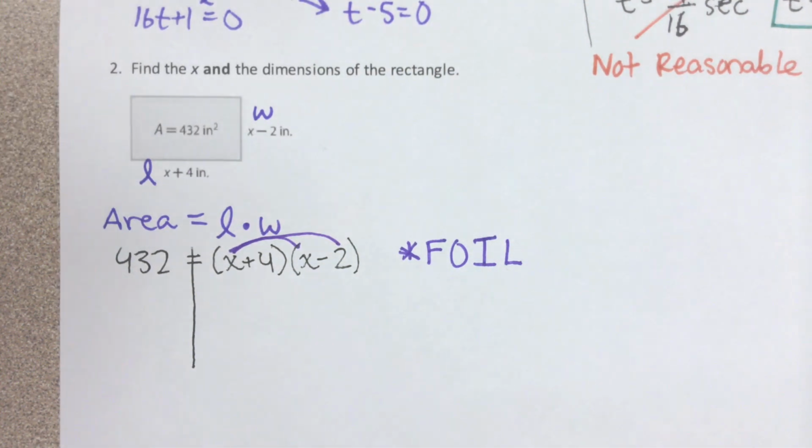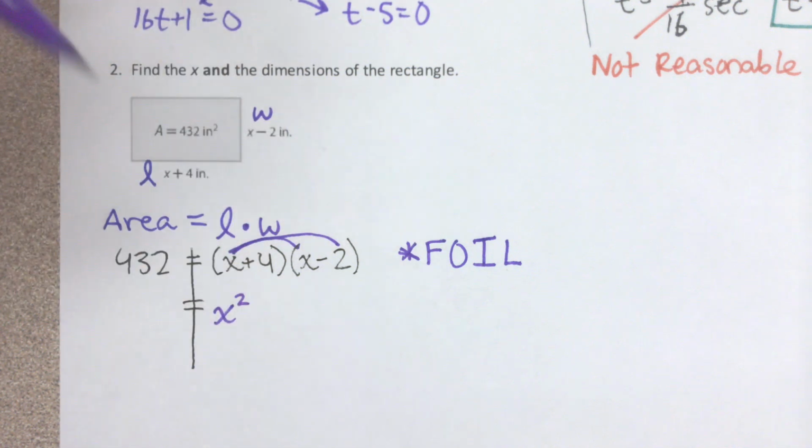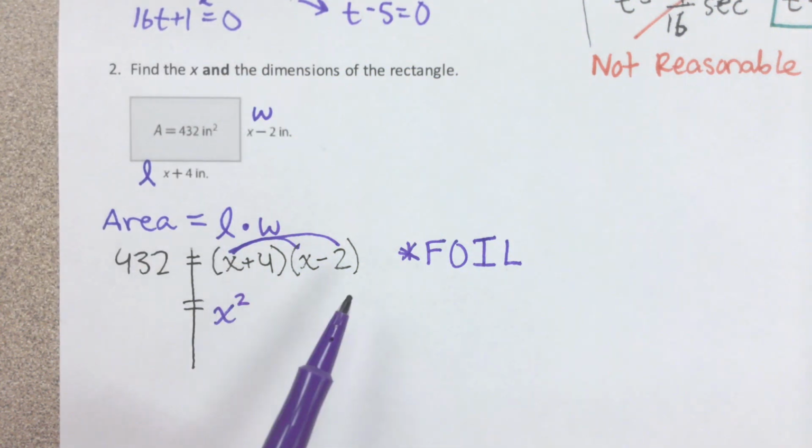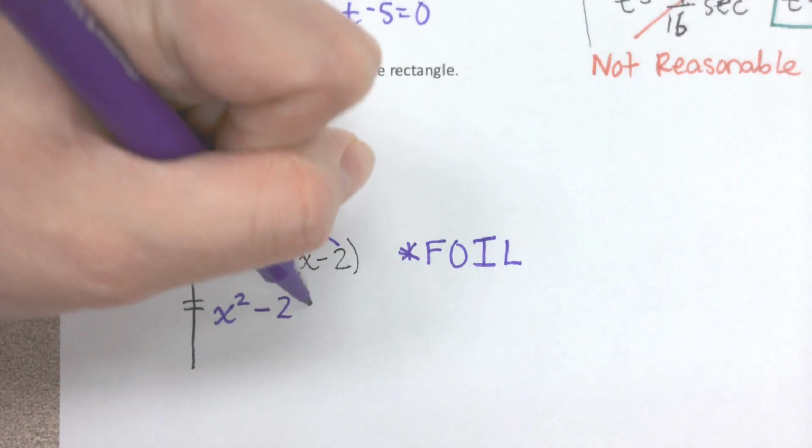So let's do that. X times x. Yes, x squared. X times negative 2, that's negative 2x. You just put them together.